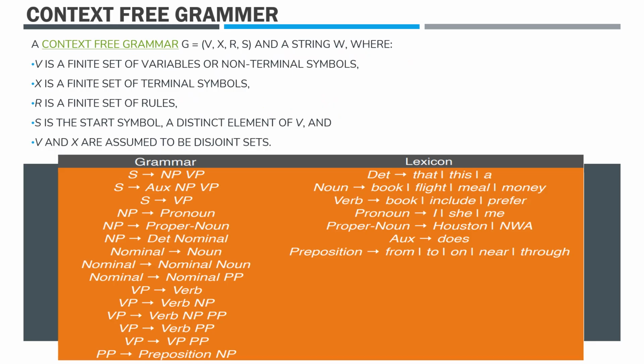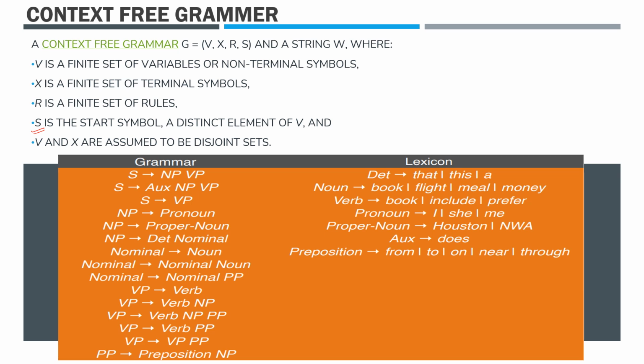Context-free grammar is mathematically defined with four tuples. This is a four tuple. V is a finite set of variables, or you can say non-terminal symbols. X is the terminal symbols. Then R is the finite set of rules. S is the start symbol that gives me the sentence. V and X are assumed to be disjoint, so the terminal and the non-terminal sets are disjoint.